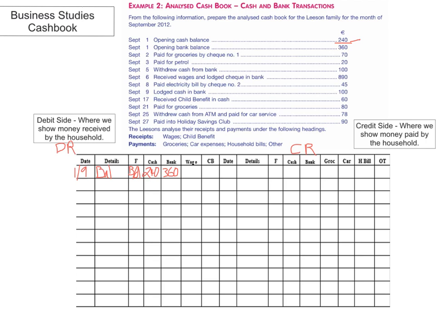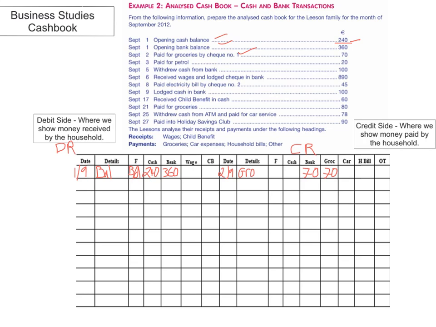Okay, the next one is paid for groceries on the 2nd of September. Now, if you want, you could tick these as you go along. So we'll say 2nd of the 9th. Groceries. Now I'm just going to say GRO because I haven't got much space. And you paid it with a cheque, that's going to be from the bank, so you put 70 in there. If it said paid with cash, well then it'll go into cash, and you have to also put 70 into the groceries. And I'll tick that one off then.